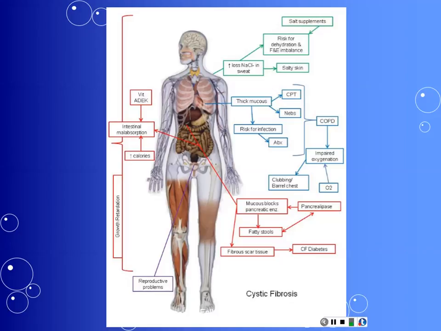With the skin, we have that increased loss of sodium chloride in their sweat. So not only are they salty, a lot of times with infants, the parents said, okay, I kissed my baby and they were salty, or something like that, but they're at risk for dehydration and fluid and electrolyte imbalance. So if we take this kid out in the heat and they're sweating out all their sodium, what are we going to need to do? Gatorade, salt supplementation. They may have to take salt. You want them to eat salty foods that day. Okay, that kind of thing.